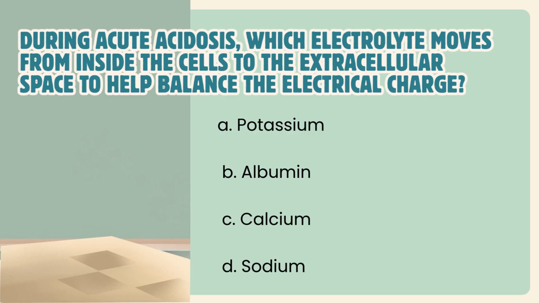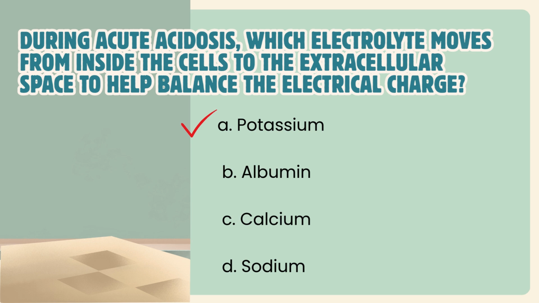Okay, next question. During acute acidosis, which electrolyte moves from inside the cells to the extracellular space to help balance the electrical charge? A. Potassium. B. Albumin. C. Calcium. D. Sodium. 5 seconds.